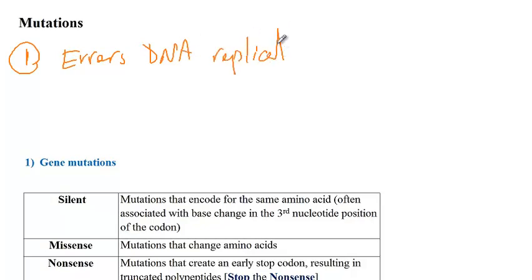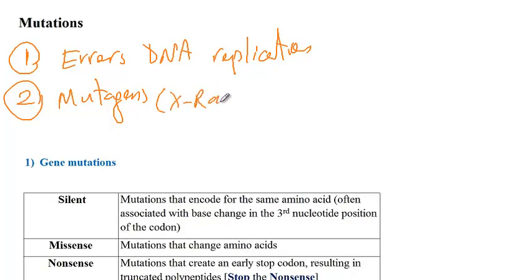So mutations can develop from errors during DNA replication. So that's one mode of developing mutation. Second, mutations can develop from exposure to mutagens. And these are chemicals or compounds or stress factors that enhance development of errors in DNA. Examples of mutagens are, for instance, X-rays, which can cause double breaks in DNA, or UV light, which can cause mutation in DNA.